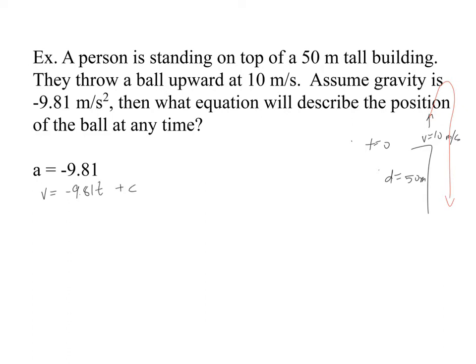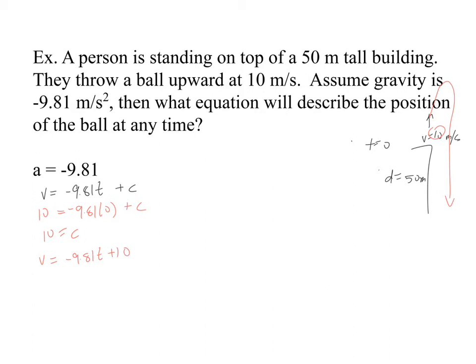And again, we have to solve for that c value. So we're going to use our initial speed of 10 at time 0. So when we plug 0 in for time, we get a c value of 10. So we've got our velocity equation done now. Now we're ready to do the antiderivative of that.